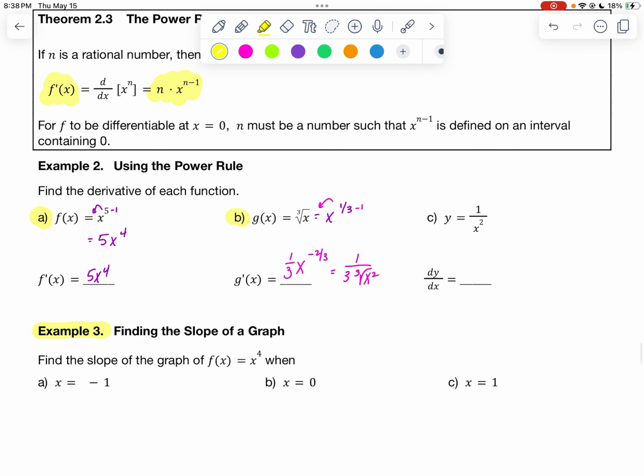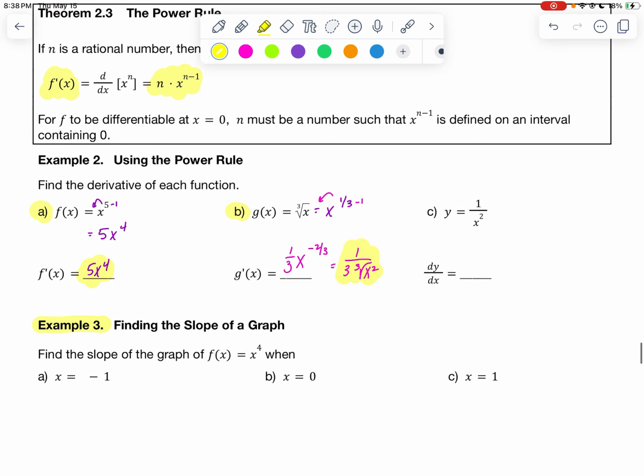Okay, so we love the power rule. It's super handy, super easy peasy. I know you guys are like, what, Miss Welter, why didn't we start off with the power rule? Right, you guys had to work through the motions of finding the derivative using the definition of the derivative. Okay, so let's go ahead and start with example 3.